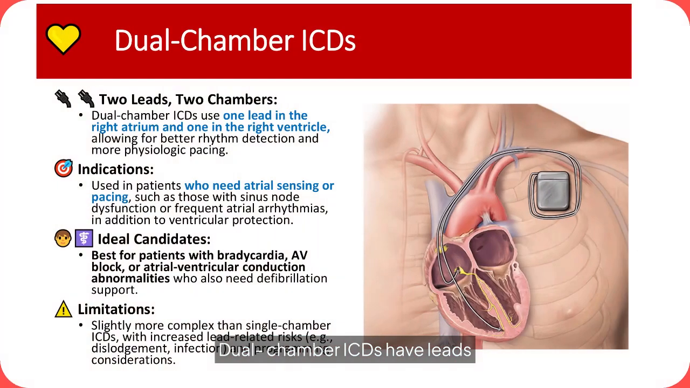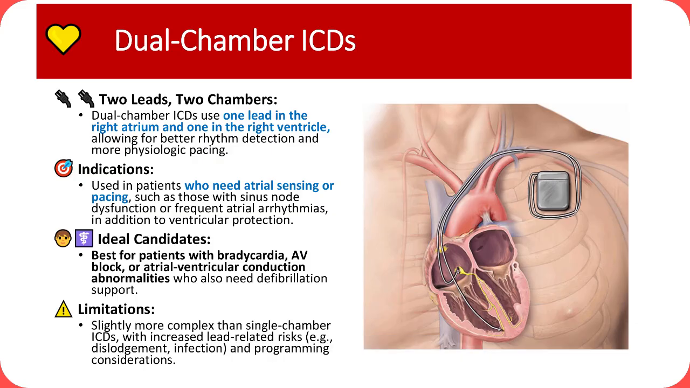Dual-chamber ICDs use two leads, one in the right atrium and one in the right ventricle, to provide both atrial and ventricular rhythm detection and pacing, enabling more physiologic pacing and enhanced arrhythmia management. They are indicated for patients who require atrial sensing or pacing, such as those with sinus node dysfunction or frequent atrial arrhythmias, in addition to ventricular arrhythmia protection.